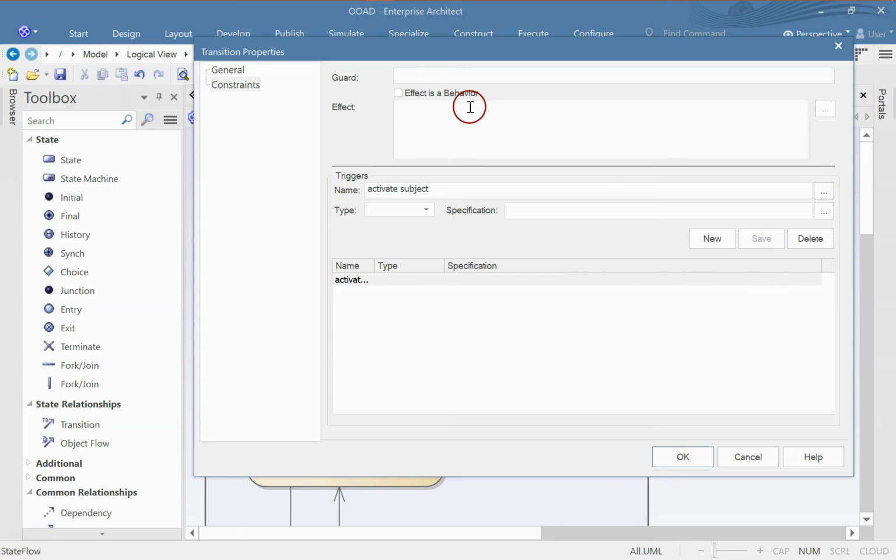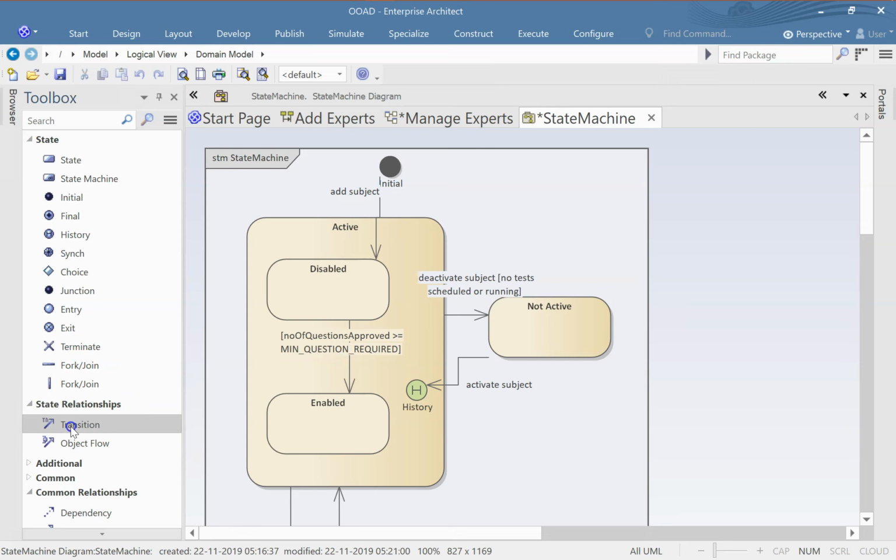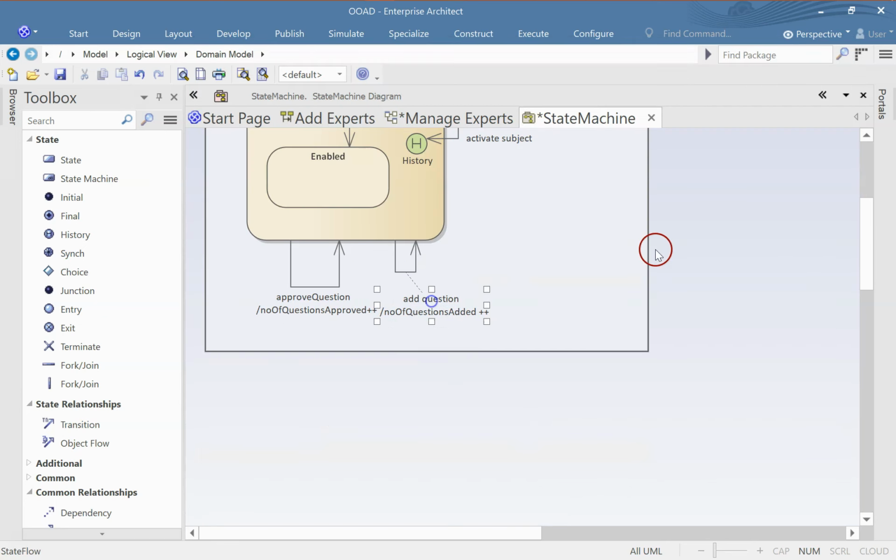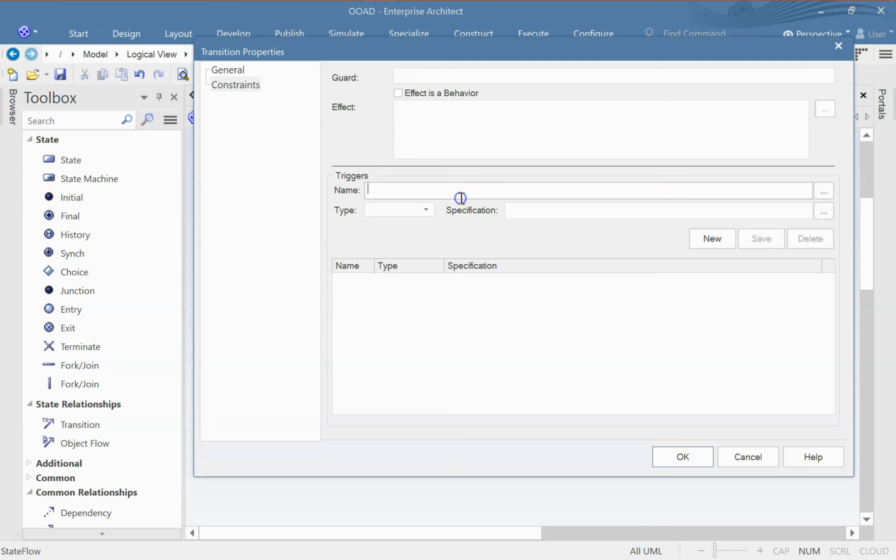Any condition? No, nothing. Apart from that, there will be various other events that will be happening. Okay, add question, right? Effect would be number of questions added. Yes. Then reject question.